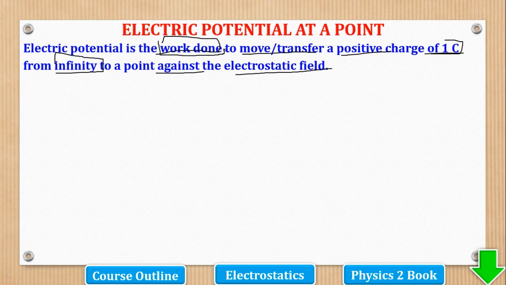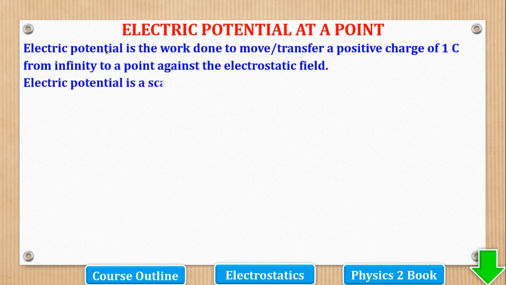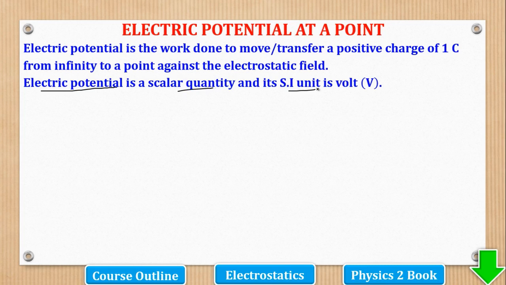Now what we know about force and work is that force is a vector quantity, and that is why electric field intensity was a vector quantity. But when it comes to work, work is a scalar quantity, meaning that electric potential is also a scalar quantity. Scalar means that we are not interested in the direction, we are interested in the magnitude, as we shall see in the calculation. So the SI unit for electric potential is the volt, abbreviated as capital V.